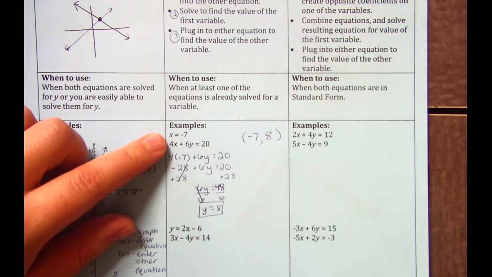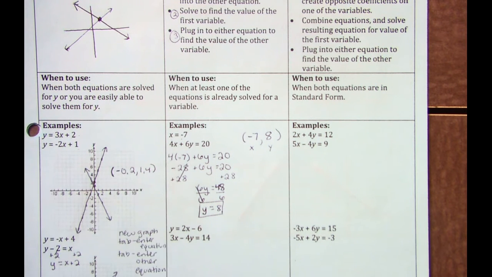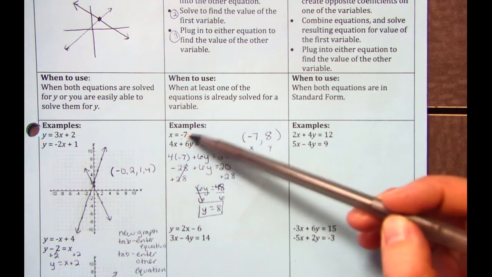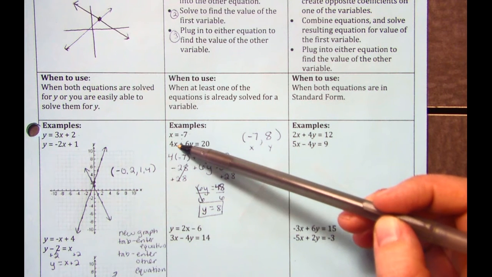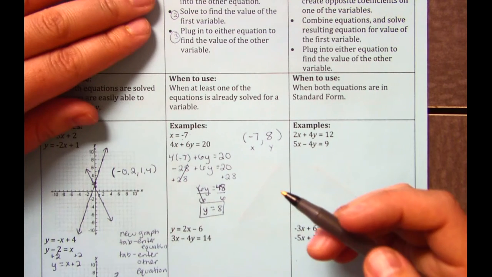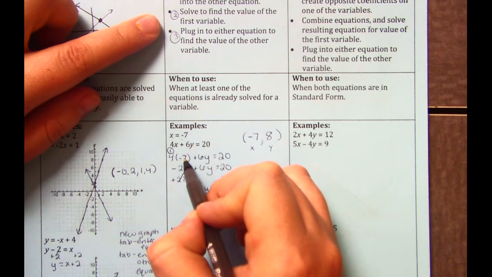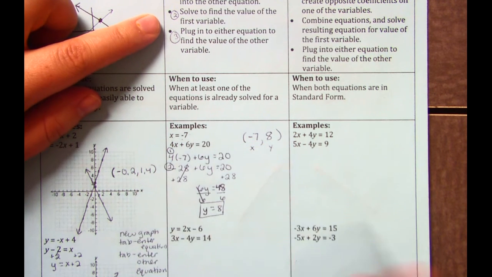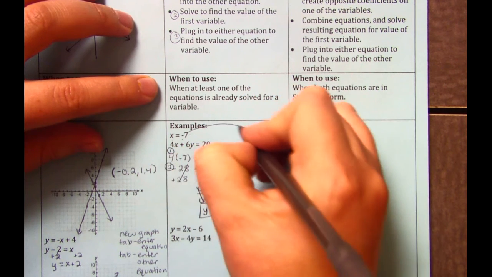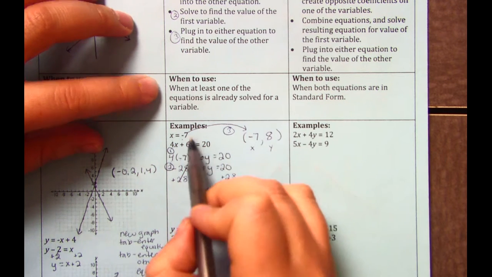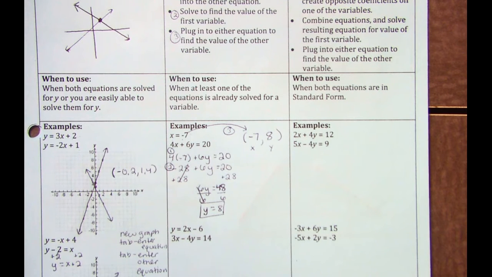So these two lines are going to cross when x is -7 and when y is 8. It's called substitution because we take what one variable equals and we substitute that value into the other equation for that variable. So this was step 1 right here, substituting -7 into the other equation. This is step 2, solving to find the value of the first variable. And step 3 we didn't really have to do because it already told us what the value of the other variable was, -7. If you come down here, that's not the case, though.